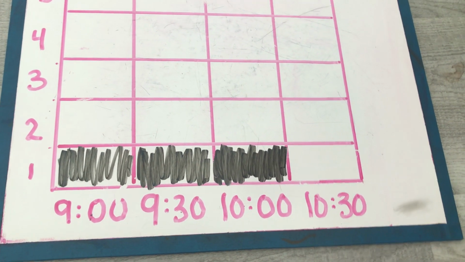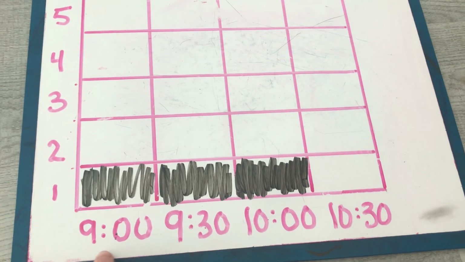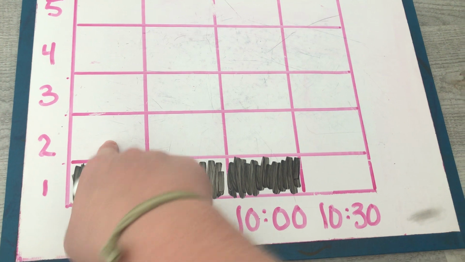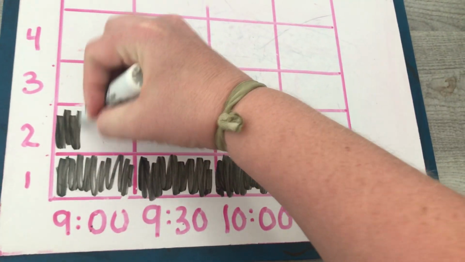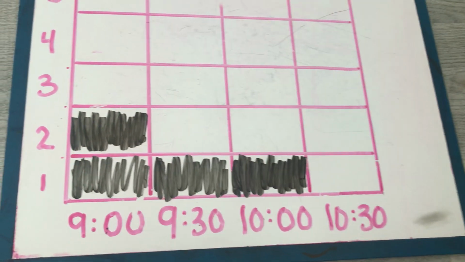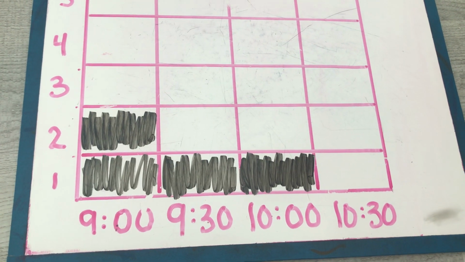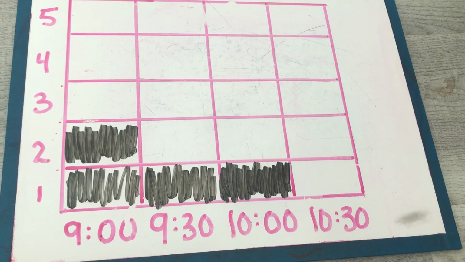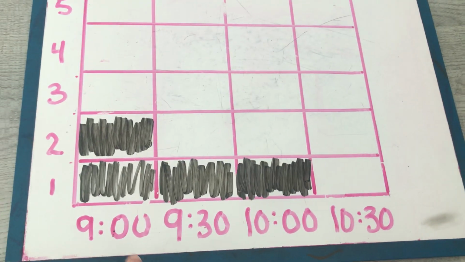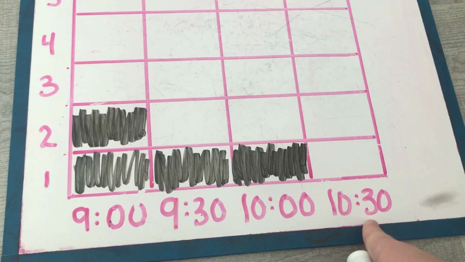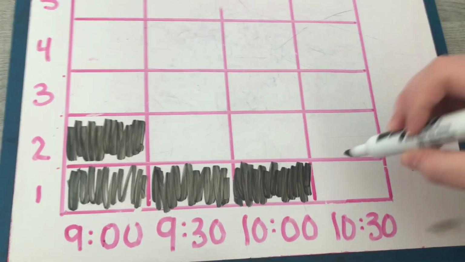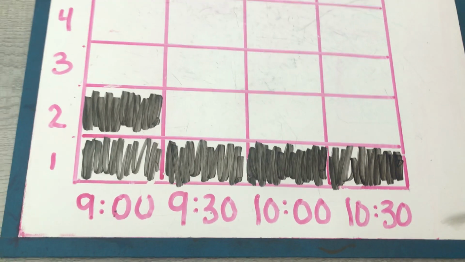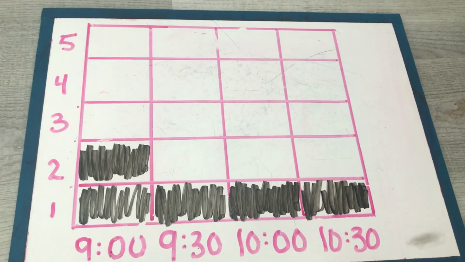Third grade has math at 9 o'clock. So I'm going to find 9 o'clock on the graph. We already have one. We're going to fill in box number 2 because the second class does math at 9 o'clock. Fourth grade has math at 10:30. So I'm going to find the 10:30 icon at the bottom. I'm going to color box 1 here because so far one class has math at 10:30.